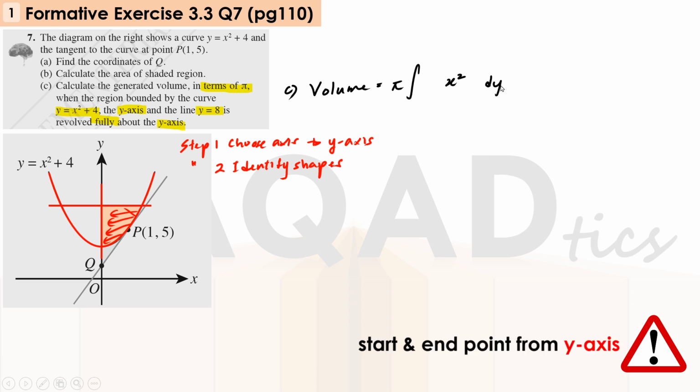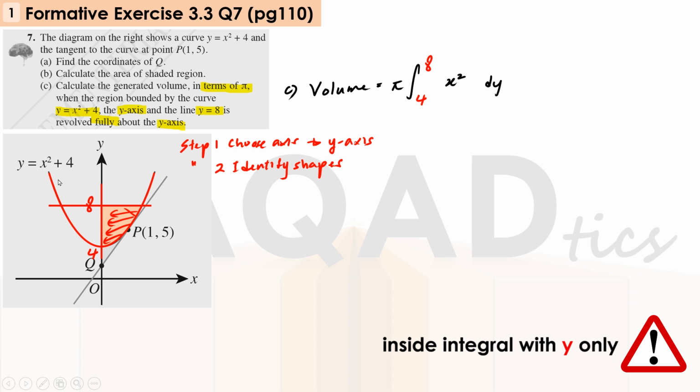So since we are using y, we need to look at the y-axis. So the lowest y value here is actually the y-intercept of this curve, which is 4, right? So if you put x equals to 0, then you will get the y-intercept already, right? And this line is given that y equals to 8, so we need to integrate from 4 to 8, right? And for this thing, we need to change it where everything must be in terms of y, right?